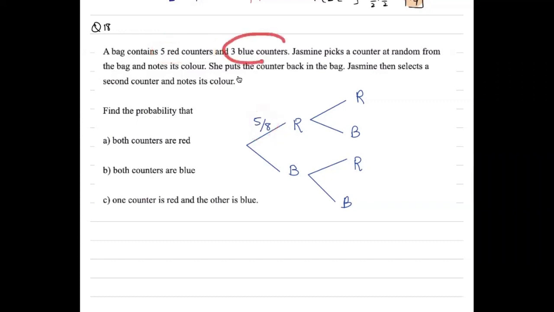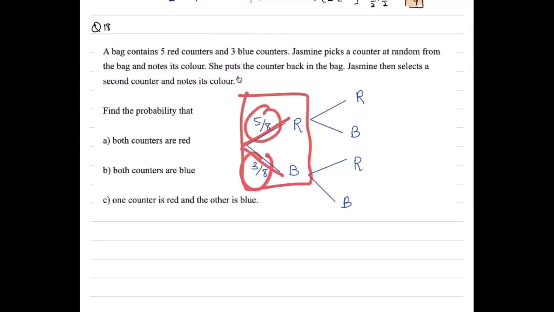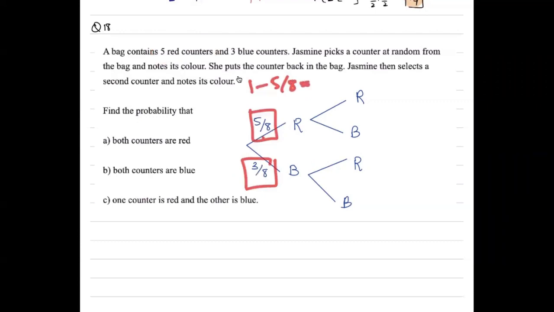What is the probability of getting a blue counter? 3 over 8. And you must notice that this first option has 2 outcomes. If you add the 2 probabilities, it will always be equal to 1. So if we know this as 5 upon 8, we can calculate this by 1 minus 5 upon 8, that is going to be 3 upon 8.